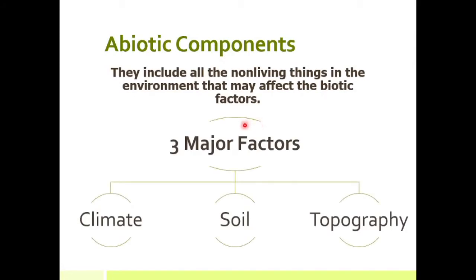There are three major factors when we talk about abiotic components. We have the climate, the soil, and the topography. Let us describe each of them in the succeeding slides.